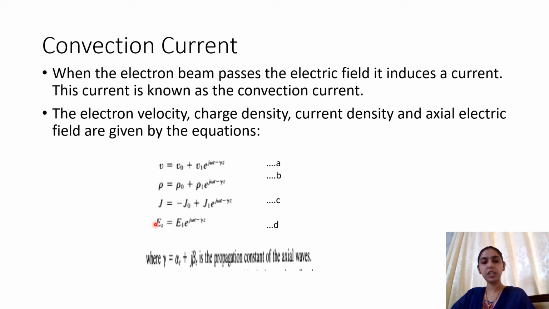And here you can observe that a minus sign is attached to the current density J0, so that J0 will be positive in the negative Z direction. Now we know that here the electrons are flowing in the positive Z direction. So current is actually in the negative Z direction. That is why we have a minus in front of this J0.